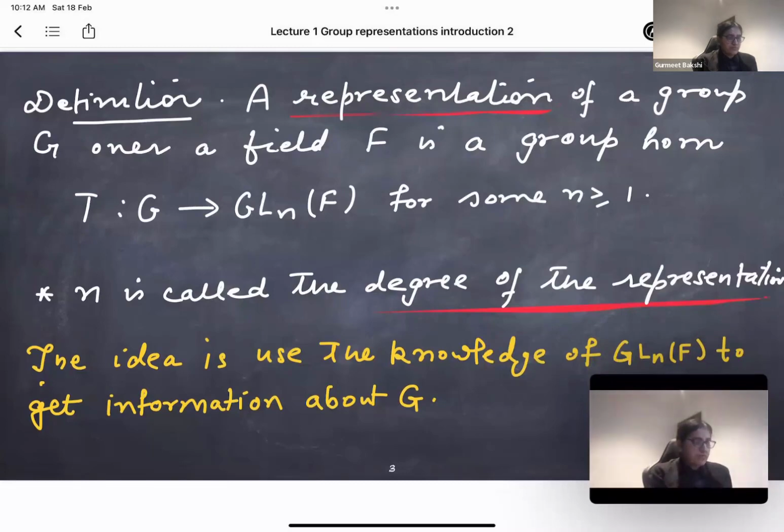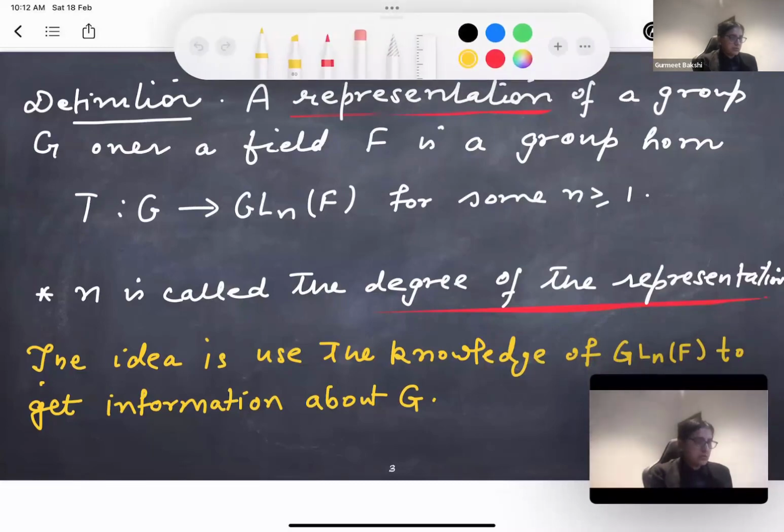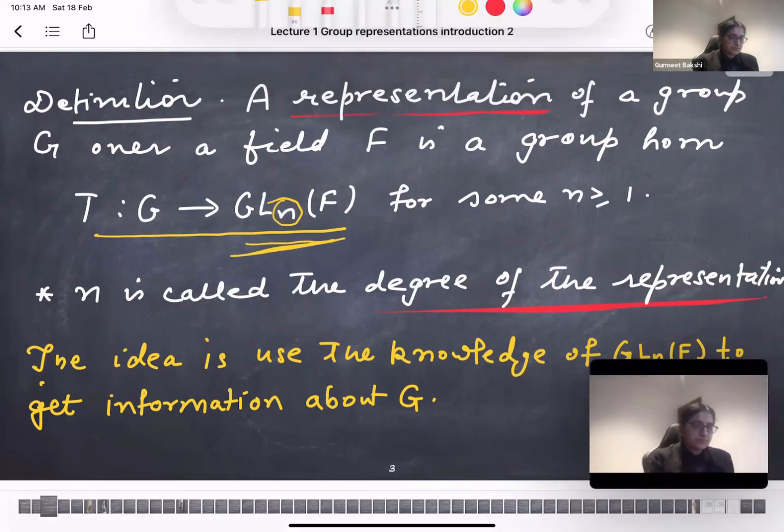It's a homomorphism from G to GL_n(F), because the multiplication in G, I want to replace it with the multiplication in GL_n(F). So n is called the degree of this representation. The idea is to use the knowledge of GL_n(F) to get information about the group G.